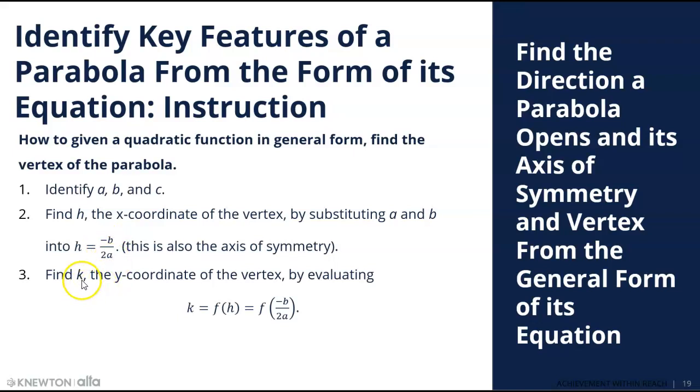And then you find k, the y-coordinate of the vertex, by evaluating the function f of x at the given value of h. So evaluate f of -b/2a. That is the y-coordinate of the vertex.